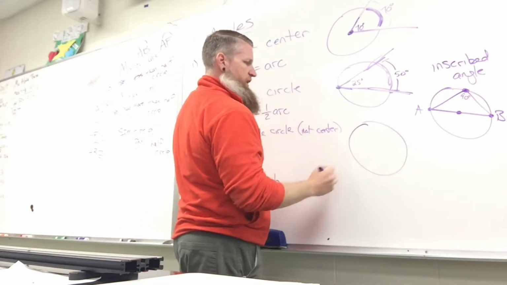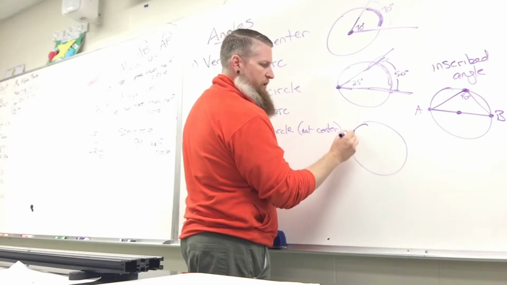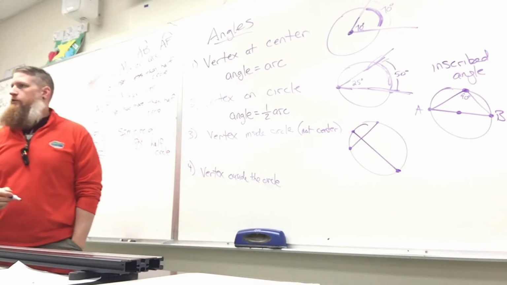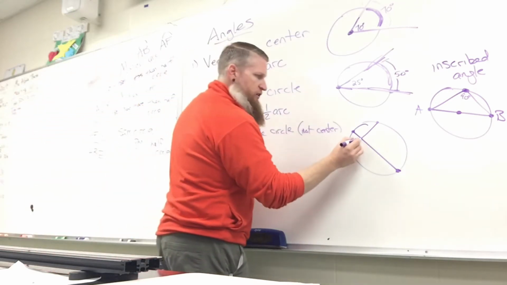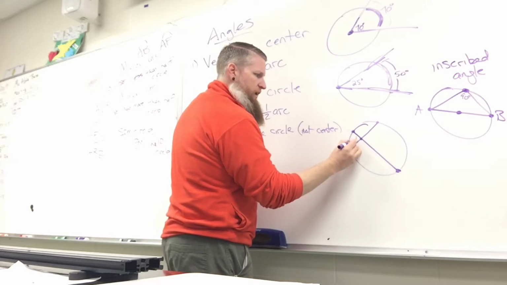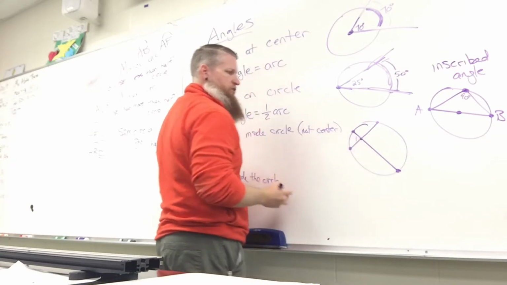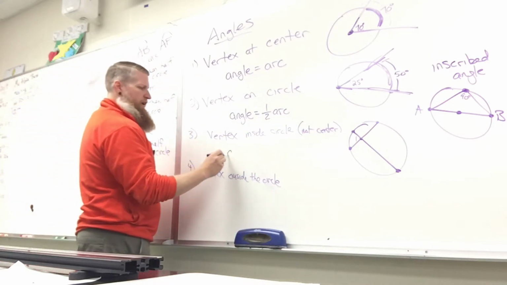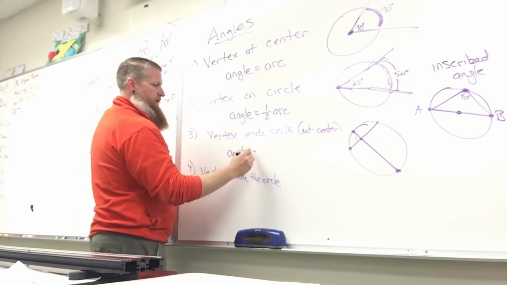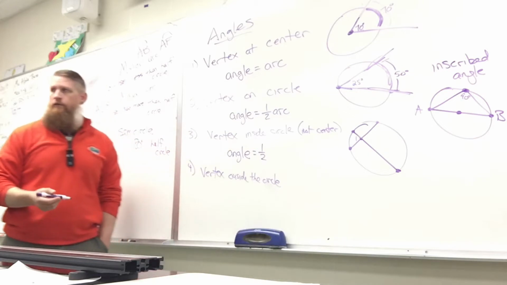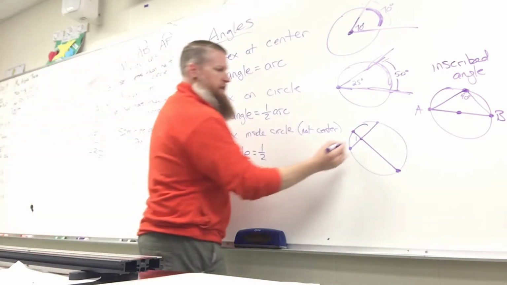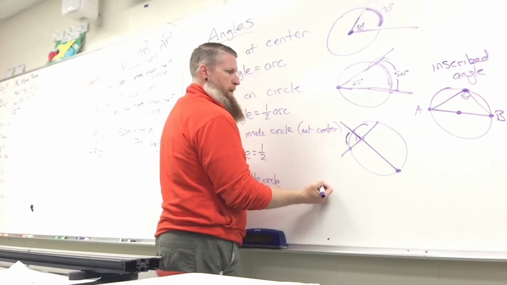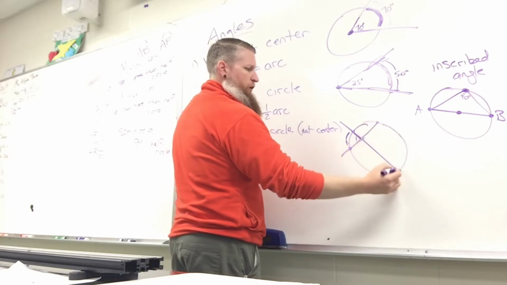Okay, next one is inside a circle but not at the center. So this is going to be where you've got two chords crossing like that inside a circle somewhere. Here's an intersection point, I have an angle here that is inside the circle, but it's not connected to the center, so I can't just make it equal to the arc. With this one, your angle is 1/2 of the arc. If I look at this angle here, if I trace out the sides, I've got this arc here, but I also have to include this one over here.